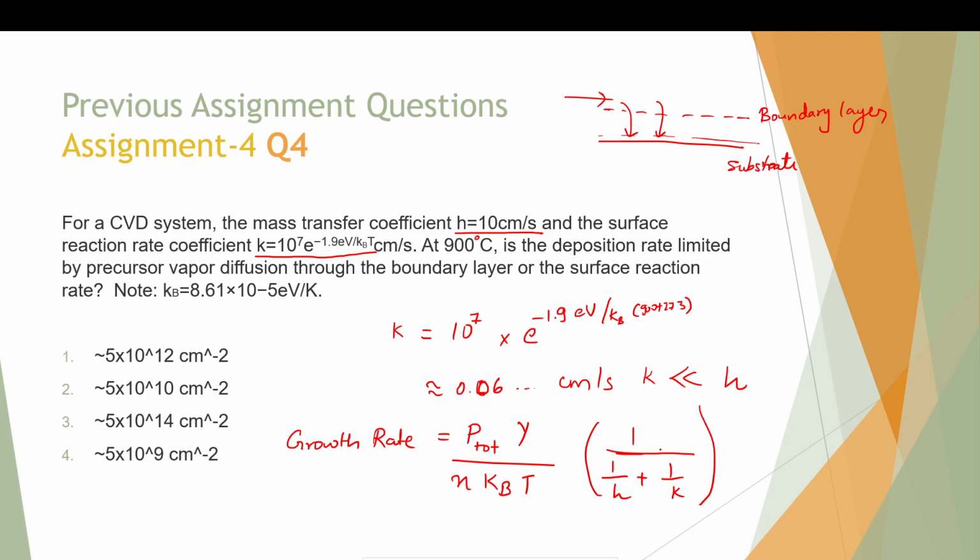Whenever K is very much less than h, as in this case, the growth rate becomes P total Y on N kBT times... K is very small, so 1 by K will be very big. Compared to that, 1 by h will be very small because h is very large compared to K. So we will just have 1 over (1 over K), which gives us K. The growth rate will then only depend on the surface reaction rate. That's why we say it is surface reaction rate limited.